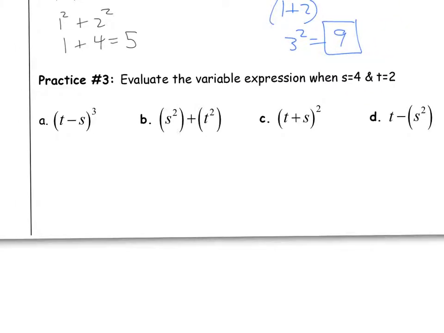So I want you guys to play with this one a little bit. I'm not going to work all these out. I'll just put the answers out or my work shown. But go ahead and pause the video, try these 4, and then check and see if you did it correctly.